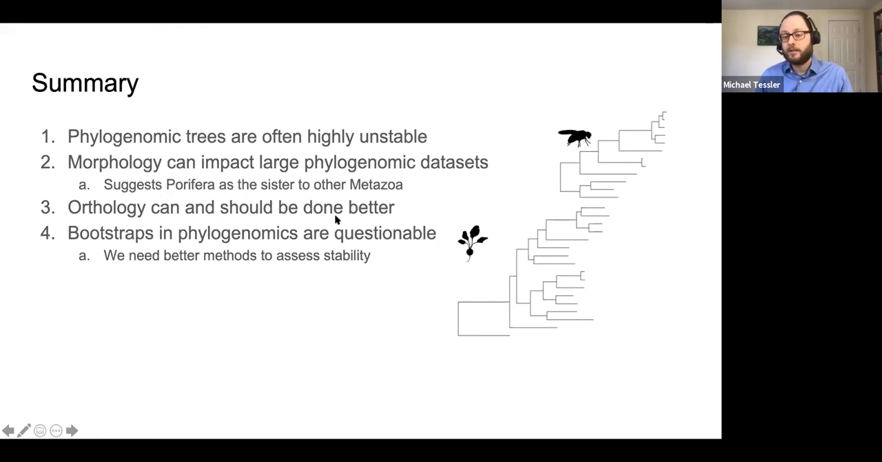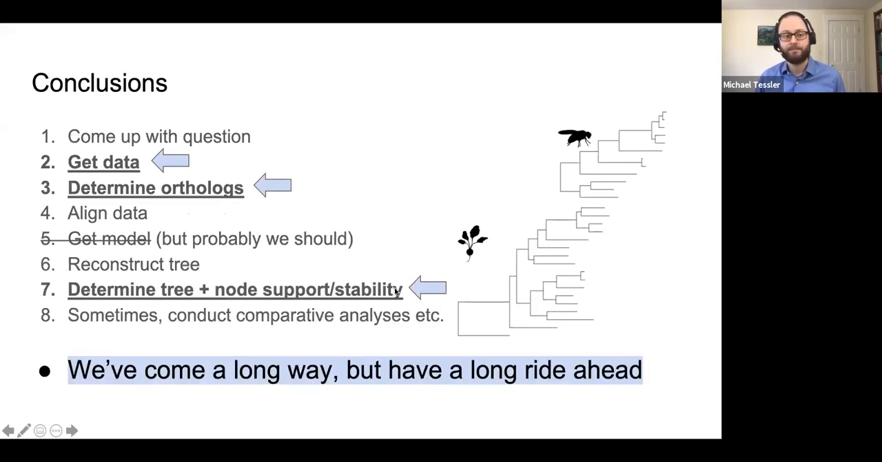So orthologs, we can be doing these better. We should be doing these better. We have a little ways to go. Hopefully some of the methods I'm working on will help put that more in the right direction. And again, bootstraps in phylogenomics are something you need to be highly cautious about. We need better methods for addressing stability. And many other people are already starting to talk about this, and I'm sure there will be better methods in the future. Again, there are some good methods like RADICAL that can help bypass some of these.